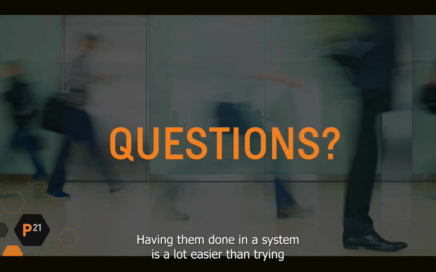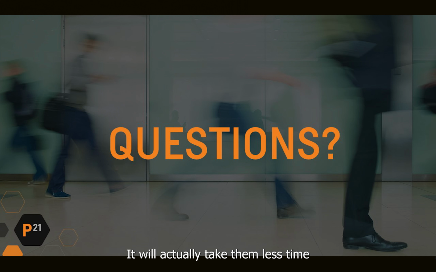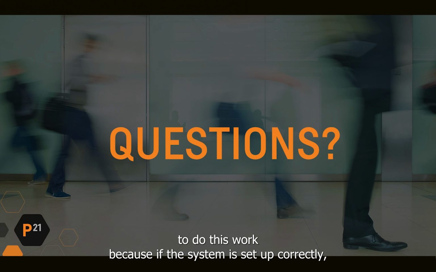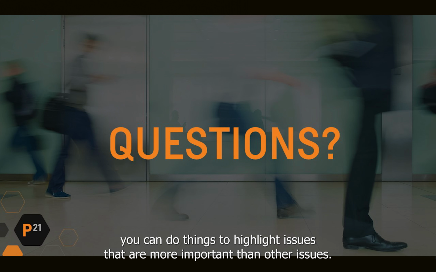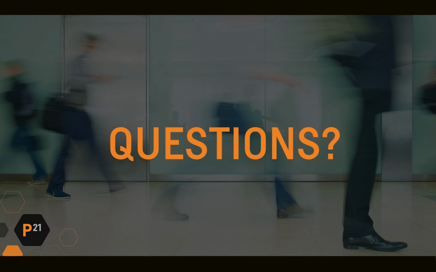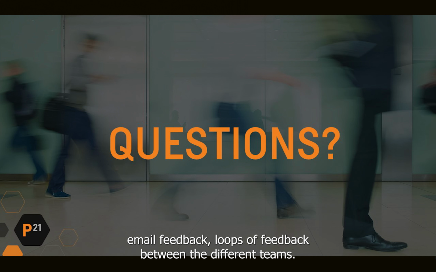And having them done in a system is a lot easier than trying to navigate tons and tons of spreadsheets and versioning and things like that. It will actually take them less time to do this work because if the system is set up correctly, you can do things to highlight issues that are more important than other issues. Any responses that they have, they're not going to be receiving email feedback, loops of feedback between the different teams.